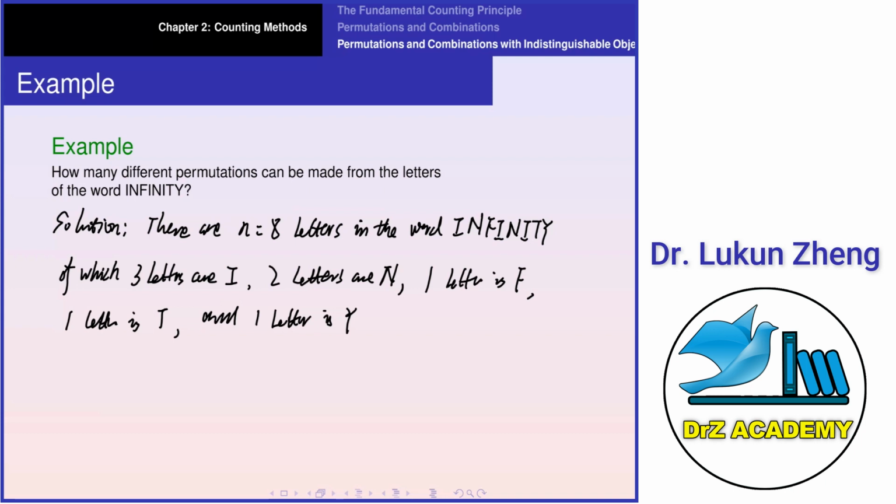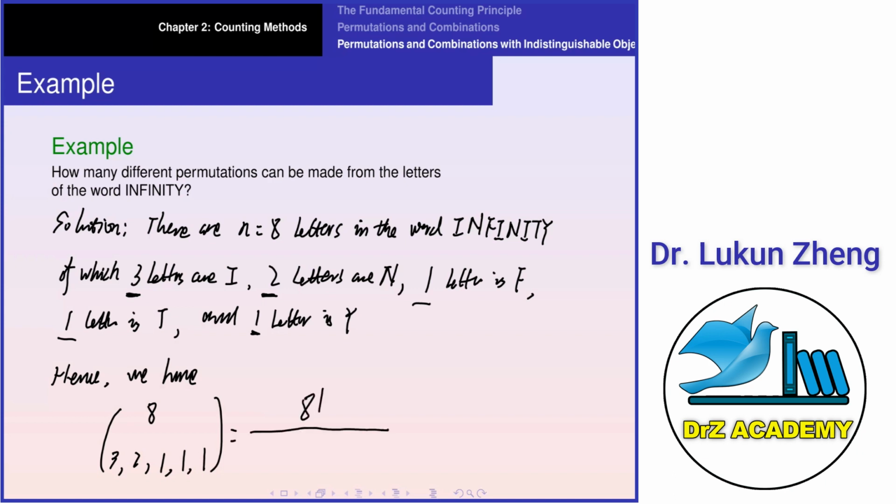So that's very good. Here is n1, this is our n2, and n3, n4, n5. There are 5 different letters. So hence, due to that theorem, we have in total 8, with 3, 2, 1, 1, 1, which equals 8 factorial over 3 factorial times 2 factorial, times 1 factorial, 1 factorial, 1 factorial. Now you can use the calculator to find this value. So let's just do that.